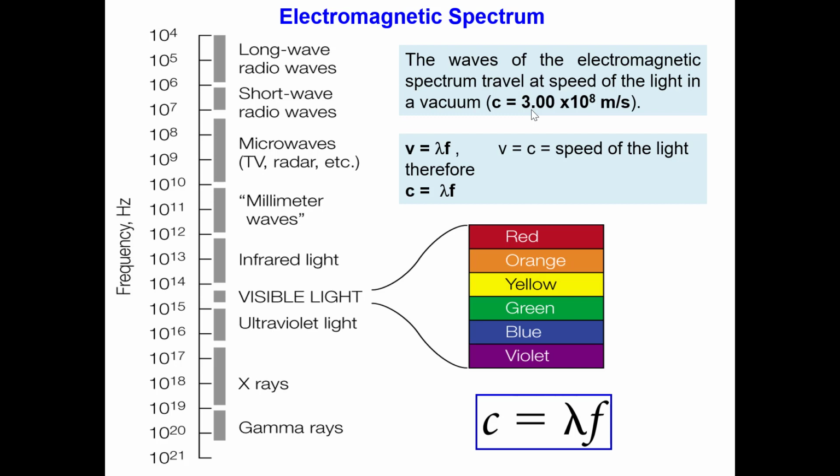Another important thing about the electromagnetic spectrum is that the only part visible to us is the visible spectrum, the colors red, orange, yellow, green, blue, and violet. Most of the electromagnetic spectrum is invisible to us. We cannot detect these waves.